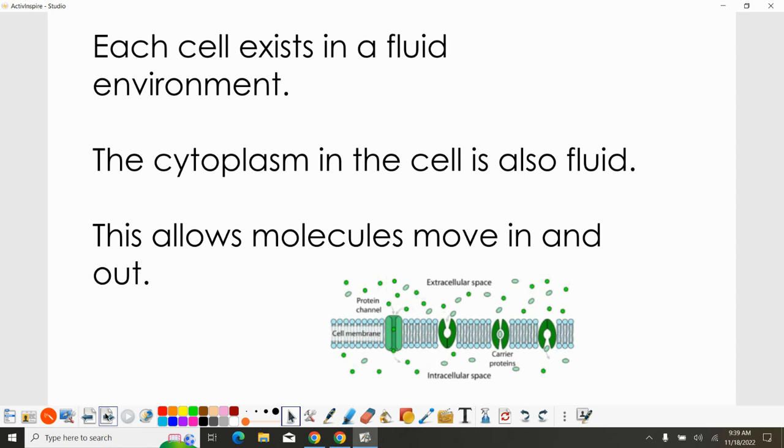Each cell in our body exists in a fluid environment. We're water bags. We're mostly water. So all the cells in our body are enveloped in water. And the material inside of our cells, the cytoplasm, is itself mostly water. So the exterior of a cell is water. The interior of the cell is water, fluid. And this is what allows things to then move back and forth in and out of our cells.